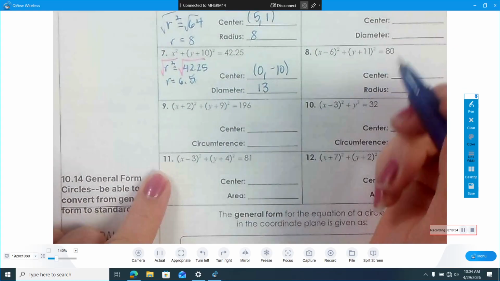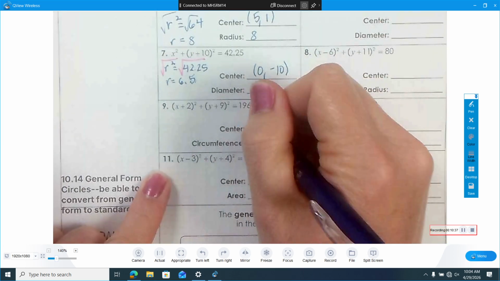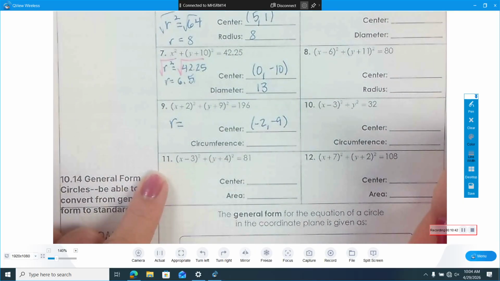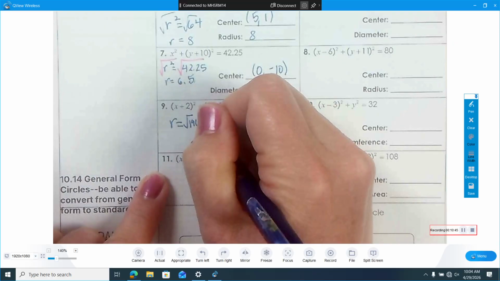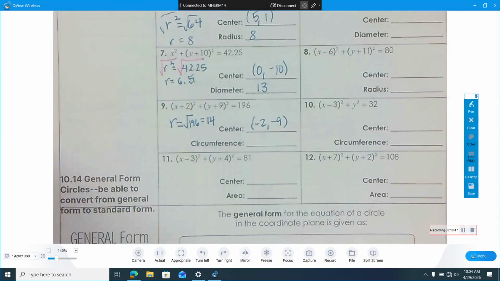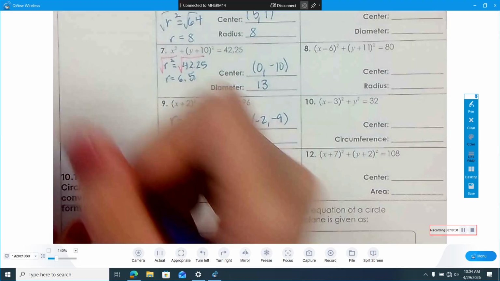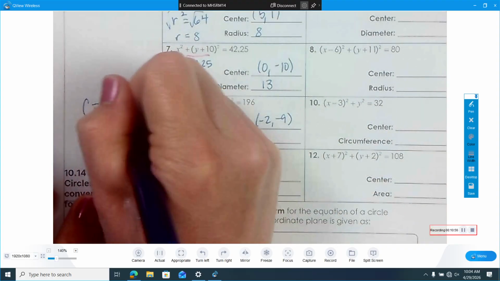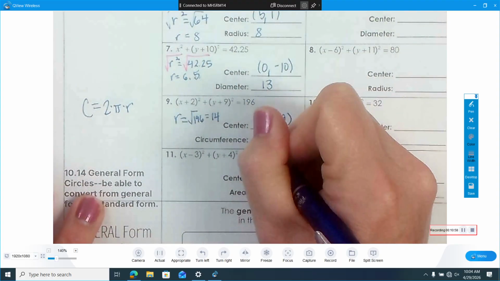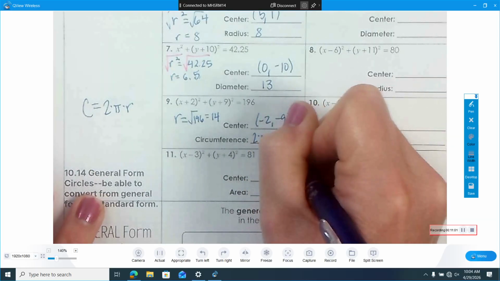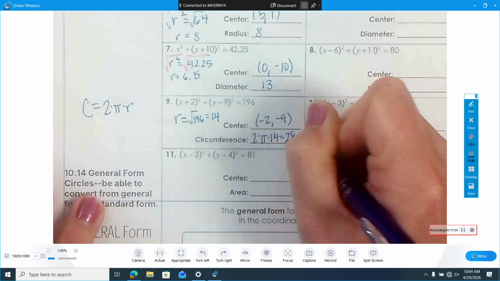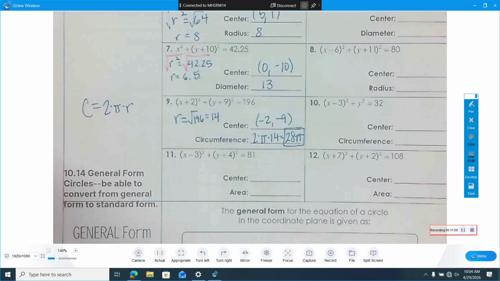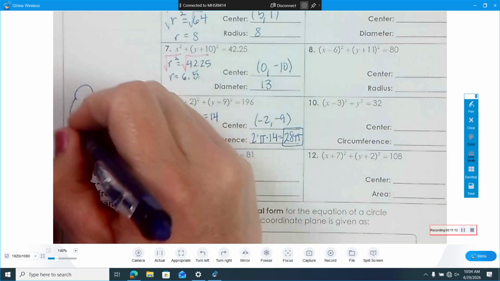All right, and then number 9. What's the center? -2, -9. What's the radius? Good. The square root of 196 is 14, so we have a radius of 14, but they're asking for circumference. What's the formula for circumference? 2 times pi times radius. Very good. So we're going to get 2 times pi times 14. I think I'm just going to write 28 pi because that's easy, and I don't need my calculator.